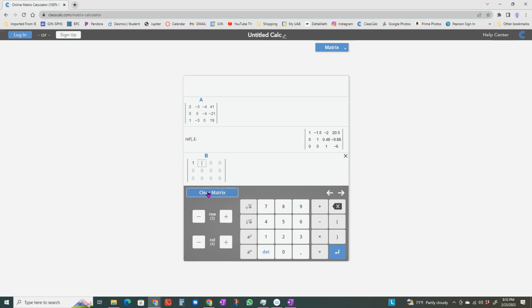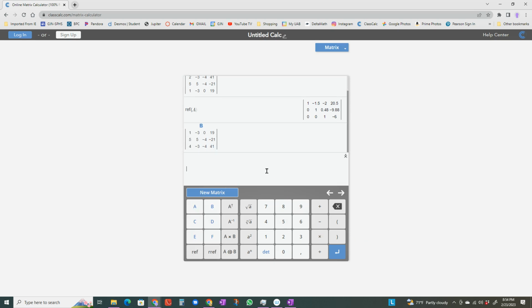So I'm going to say 1, negative 3, negative 4, 41. Nope, that's not right. 1, negative 3, 0, and 19. And then it's 5, negative 4, negative 21, and then 2, negative 3, negative 4, 41. So I just switched rows.